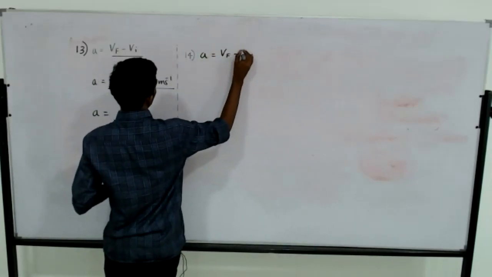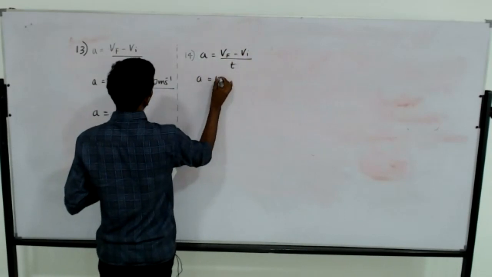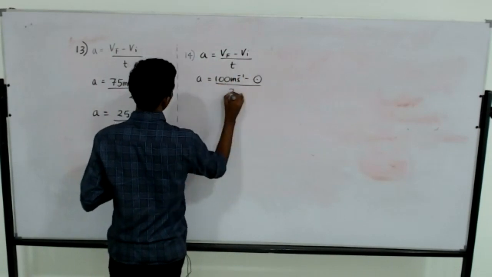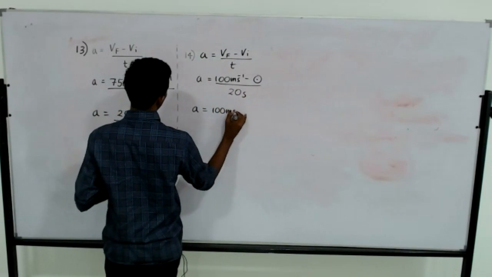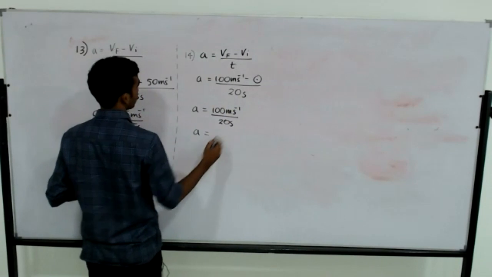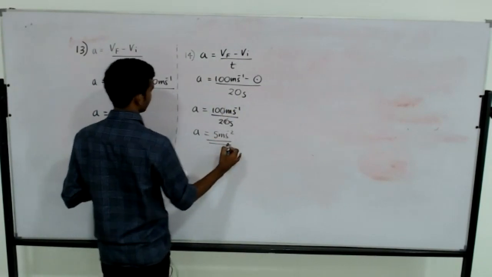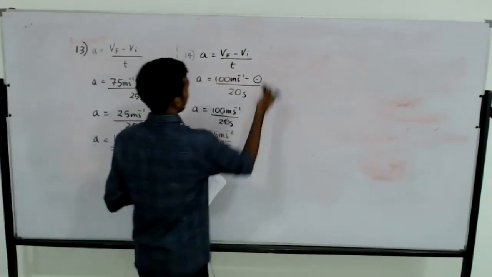Acceleration is final minus initial velocity divided by time. Final is 100 ms to the power minus 1, initial is 0, divided by 20 seconds. Acceleration is 100 ms to the power minus 1 divided by 20 seconds. Then acceleration is how much? 5 ms to the power minus 2. Okay, 5 ms to the power minus 2. Question number 15.